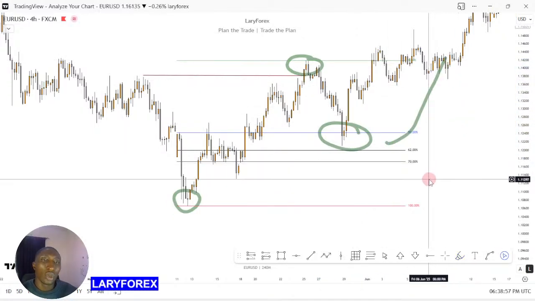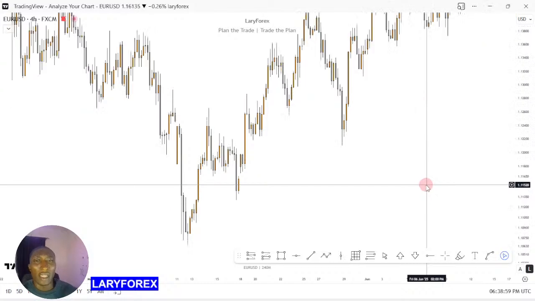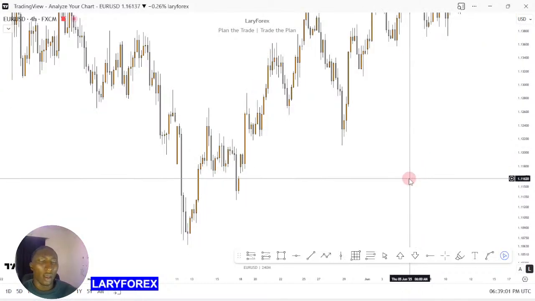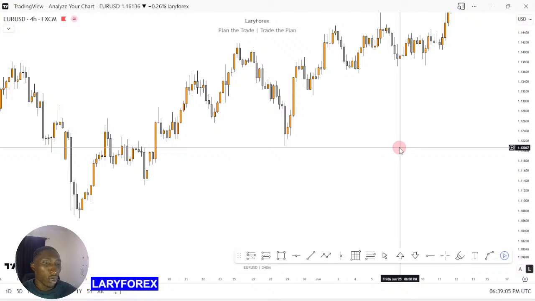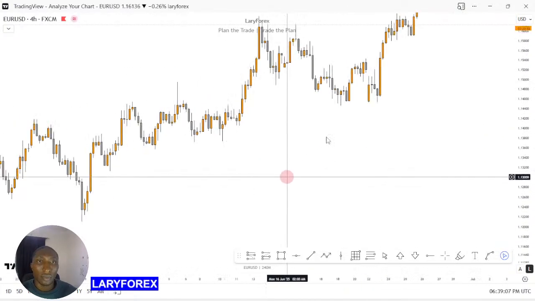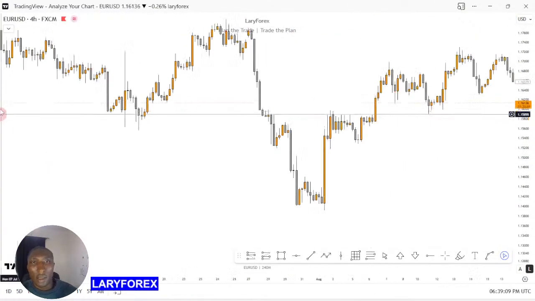So that's it about supply and demand, or support and resistance, and Fibonacci. Hope you understood.